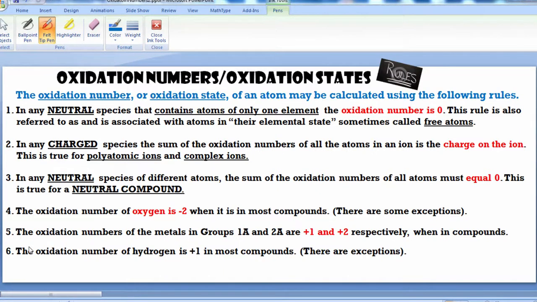Mic check 212. Mic check 212. 3, 4, and 5.